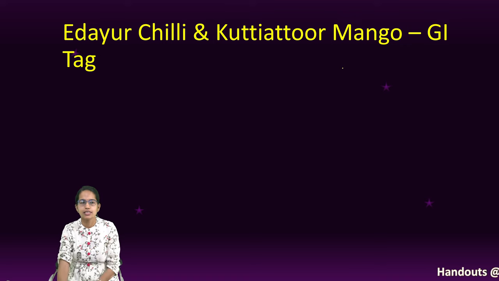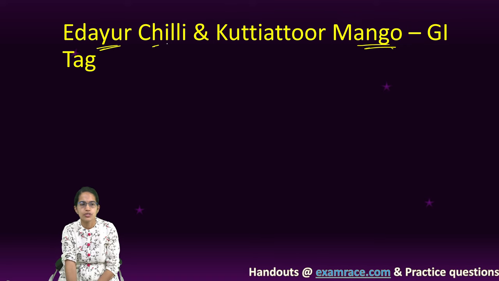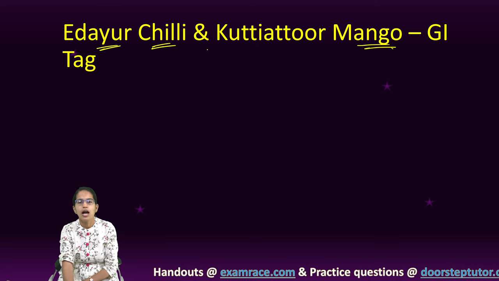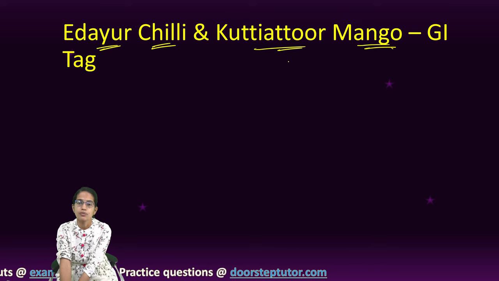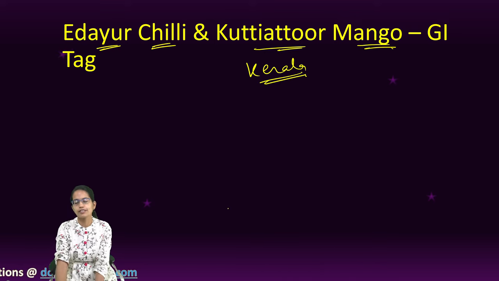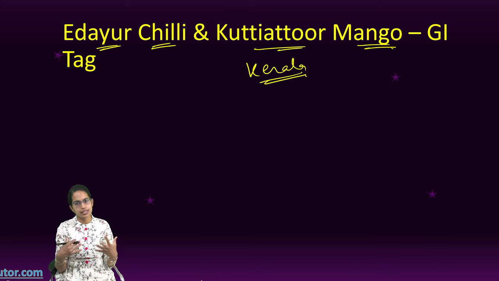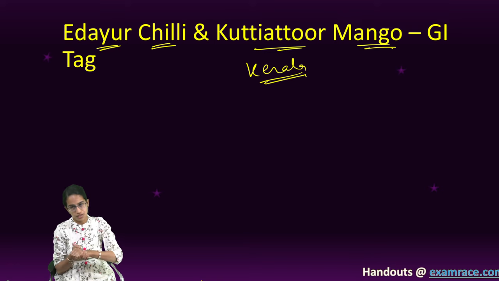The next is the GI tag for mangoes. Two important varieties. From Idukki, we have the Marayoor or Idiyur chili mango, and from the Kuttiattoor, we have the Kuttiattoor mango. Both of these belong to Kerala. They have been GI tagged so that they get better visibility in the international market. So those were some of the topics that we have discussed from geography and environment.